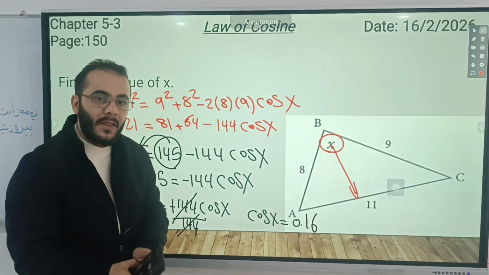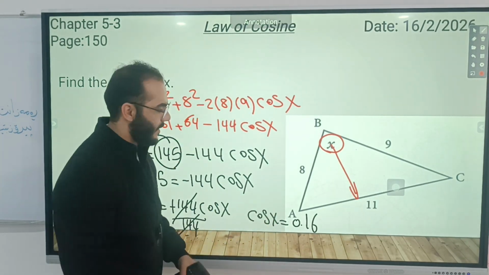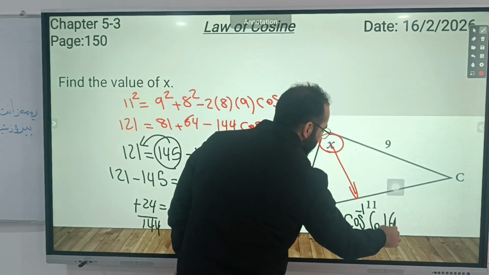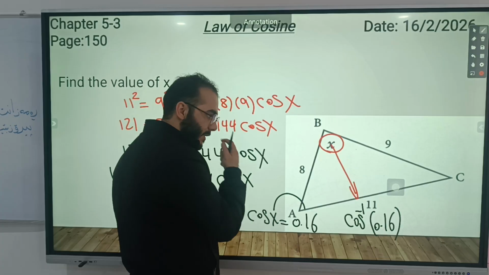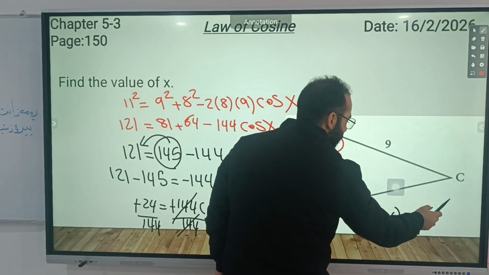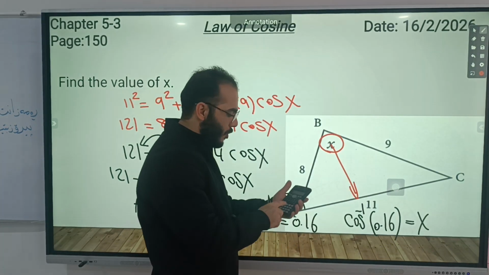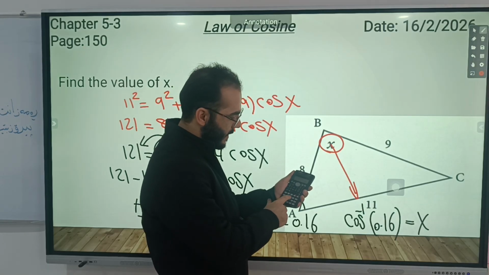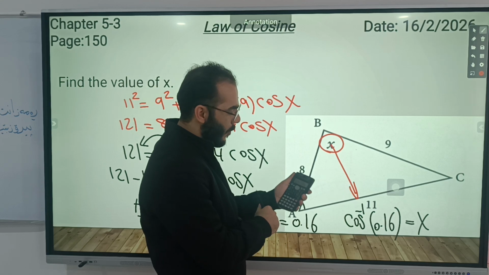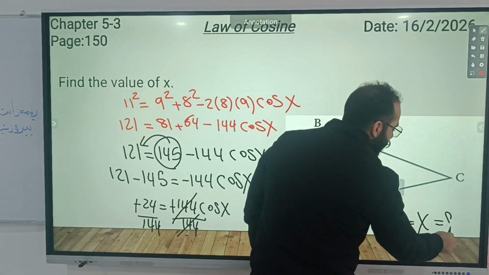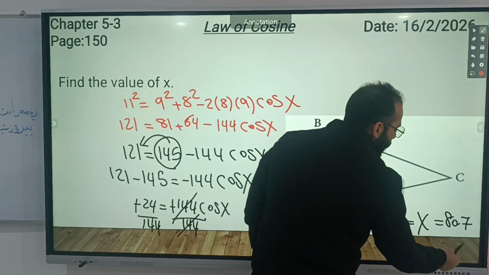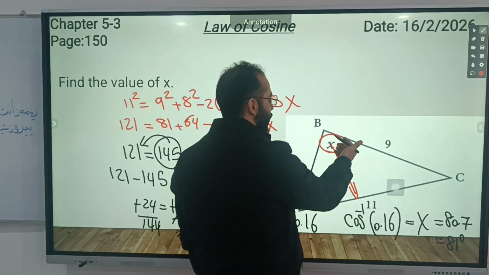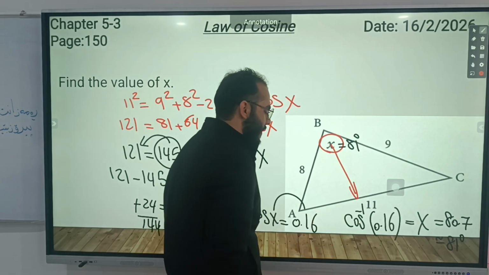24 divided by 144 equals 0.16. To find the angle, we need to take the inverse. So we are going to say that cosine inverse of 0.16, remember, these two are going to switch their places, equals x, the measure of x. So shift cosine inverse 0.16, the result equals 80.7. Approximately, we can say that it equals 81 degrees. So the measure of this angle equals 81 degrees.